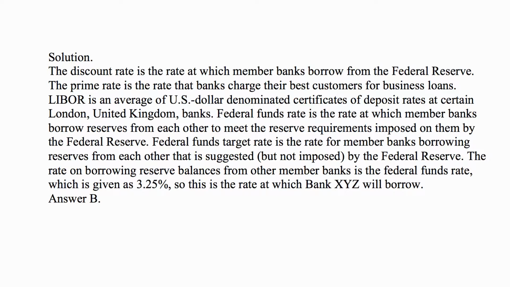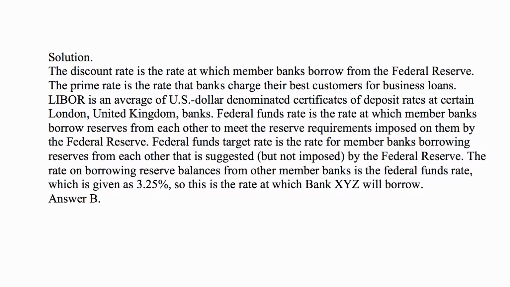So the discount rate is the rate at which member banks borrow from the Federal Reserve. And you may wonder, why doesn't this bank just borrow from the Federal Reserve? Because at least historically, until the 2008 credit crisis, that was the last resort. This is not the standard policy. They should borrow from other banks first before they run for help to the Federal Reserve. In this problem you'll also see that borrowing at the discount rate is less beneficial than borrowing at the federal funds rate. That's not necessarily the case in reality. So anyway, the discount rate is not the answer.